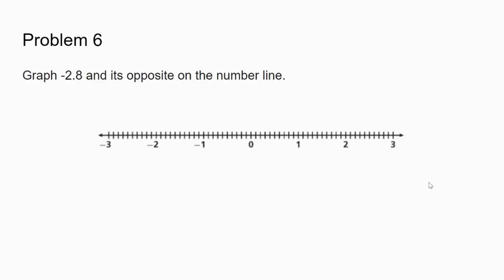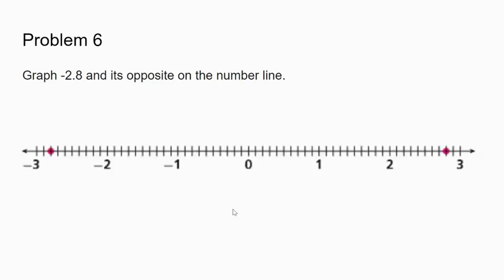Problem 6. Graph -2.8 and its opposite on the number line. So here is -2.8 graphed on the number line, and its opposite is +2.8 on the number line because they are the same distance from 0.